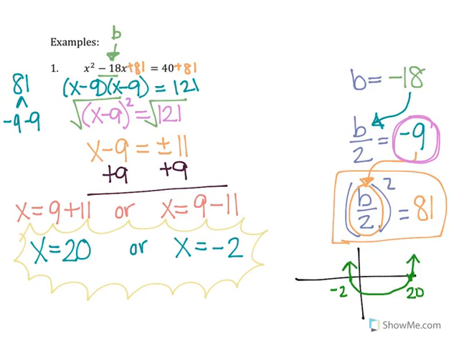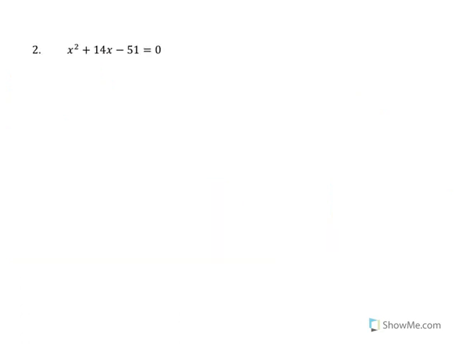Okay, if you need to pause the video now to copy down anything, go ahead, and I'm going to move on to our last example for today, example 2. Okay, example 2. Example 2 does not have the x terms isolated quite yet. So that's what we're going to do first. We are going to add 51 to both sides of the equation so that our x terms are on the left and our non-x terms are on the right.